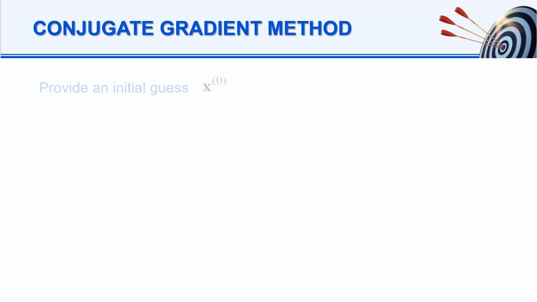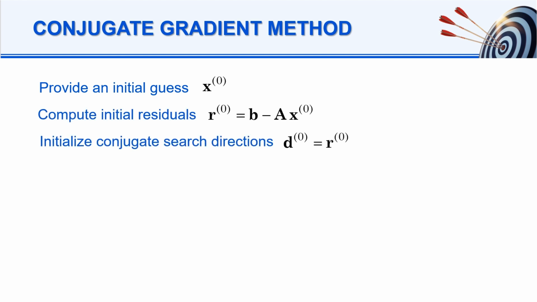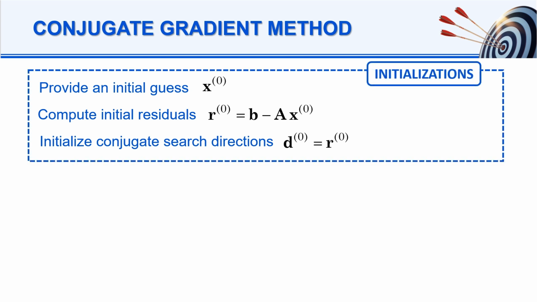The conjugate gradient method requires an initial guess, which we use to compute the initial residual vector r, and we initialize the conjugate search directions d. These are the initializations before proceeding with the actual conjugate gradient iterations.